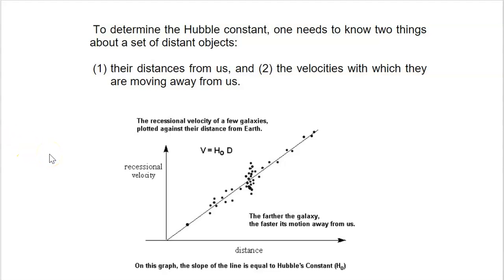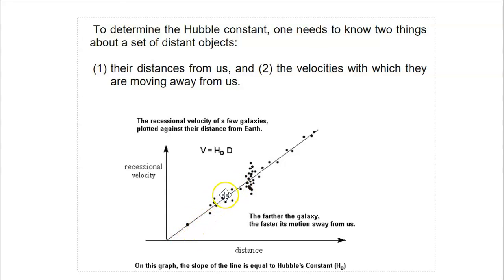When Edwin Hubble first started imaging galaxies, he was able to record two quantities. One was the recessional velocity of a galaxy, that's how fast it's moving directly away from the Earth, and also the distance to that galaxy. And with the data he obtained, he plotted the recessional velocity against distance, and he found what he thought was a straight line.